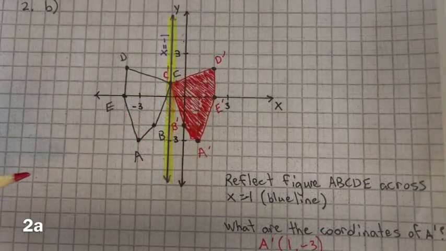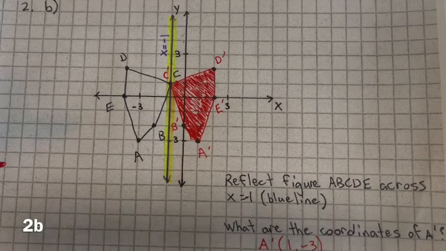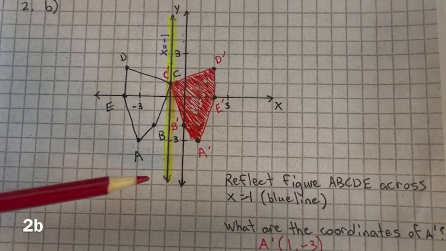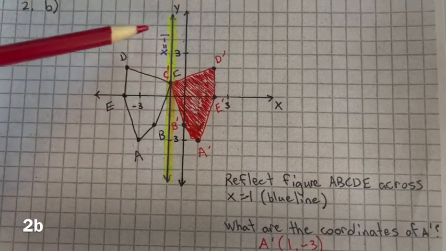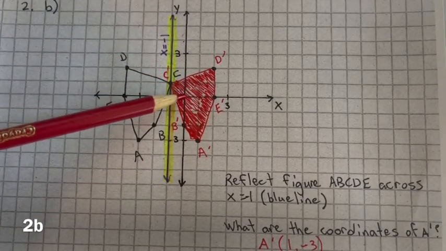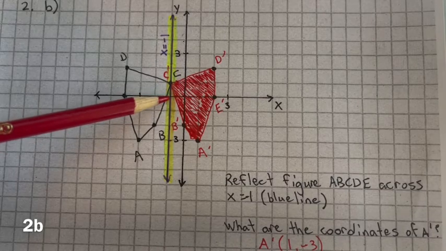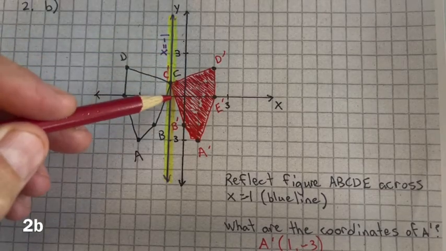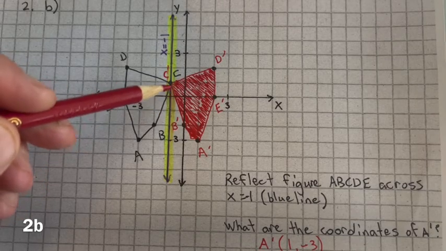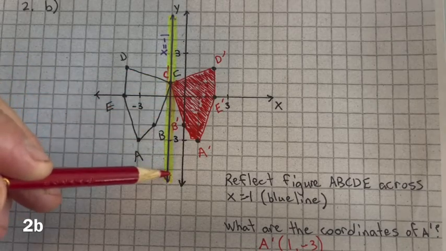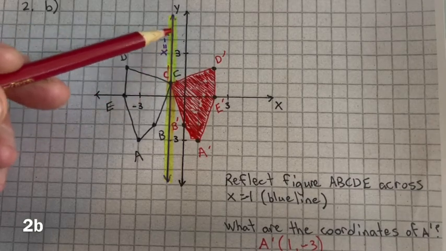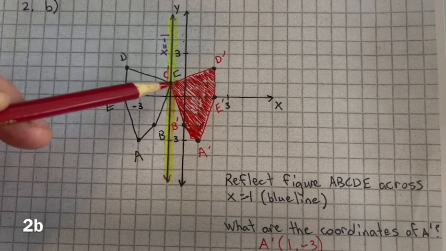For 2b, we need to reflect figure ABCDE across x equals -1. And the way I determined how to find x equals -1 is you start at the origin, and on the x-axis you go to -1. Put a little hash mark there, and you can see that that hash mark is making a vertical line, and that's the line for x equals -1. Every x value on this line has a value of -1.